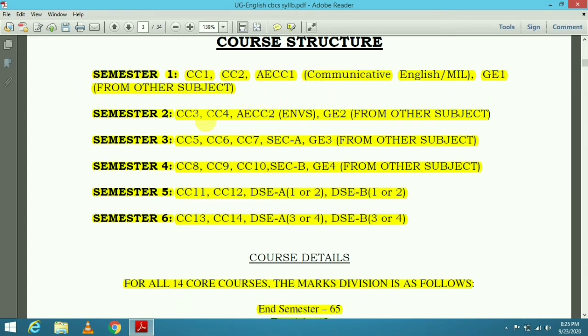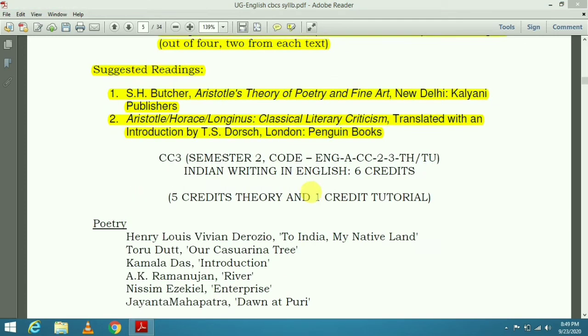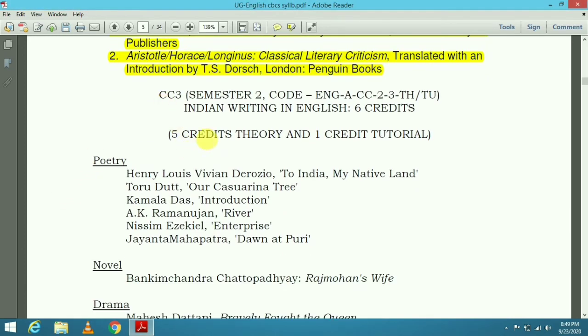Now I will discuss semester 2 syllabus, which means CC2, CC3, CC4, AECC2, that means ENVS, and GE2 again, which I do not have. You have to look up your own syllabus. Now I will discuss CC3 and 4. Then I will discuss AECC1 from semester 1 and AECC2 from semester 2. So here is the syllabus of your CC3, which means Indian Writing in English, and this CC is included in your semester 2 syllabus. So we will go in detail about this syllabus.